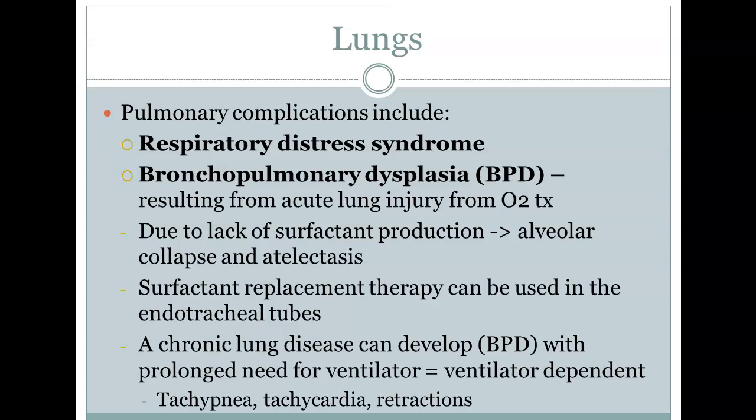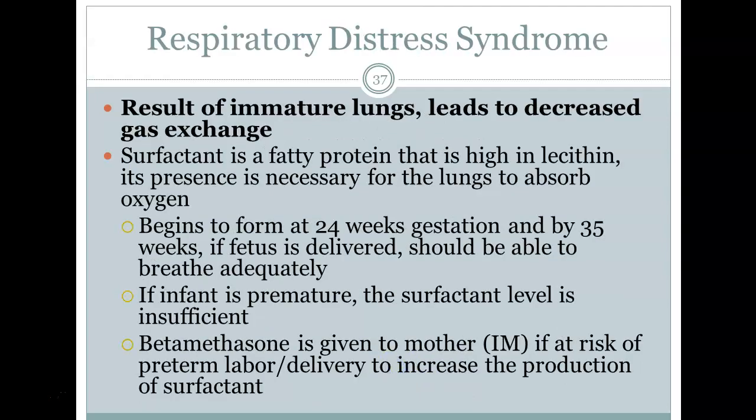So surfactant replacement therapy can be used, and this is often given through endotracheal tubes to help replace the surfactant that their body has not made yet or has not made enough of. A chronic lung disease could develop, which is that BPD, with the prolonged need for a ventilator. So these infants, because they're put on a ventilator due to the alveolar collapse, get dependent on the ventilator, and they have a hard time being weaned from it, and this is part of this BPD. So this can result in tachypnea, tachycardia, and retractions in the newborn.